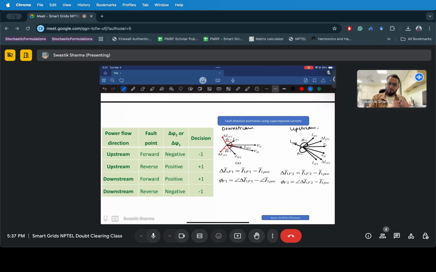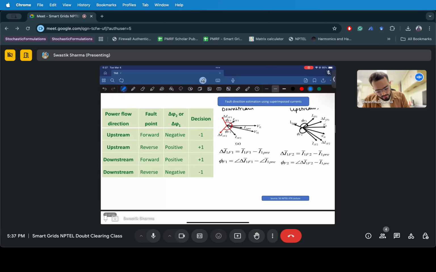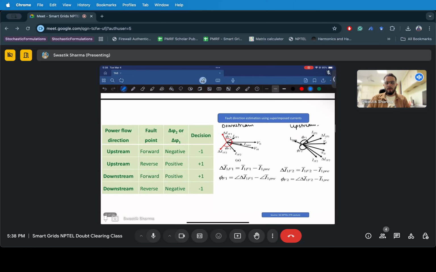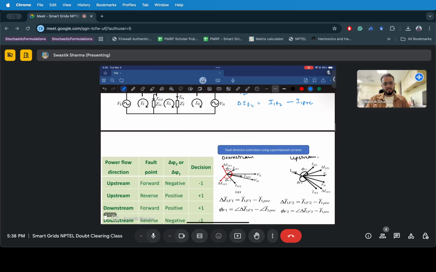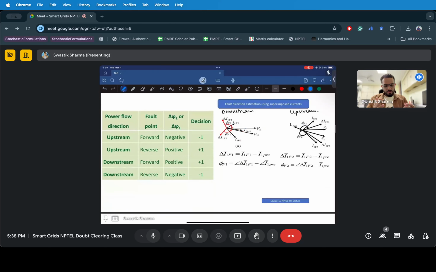Most importantly, what is the phase angle, right? You get this phi F1 by subtracting the angle of the pre-fault current from your I1 F1, the superimposed current. Once you do that, you check it through this lookup table. Given the flow of power, whether upstream or downstream, the phase angle would be different for different fault conditions, right?